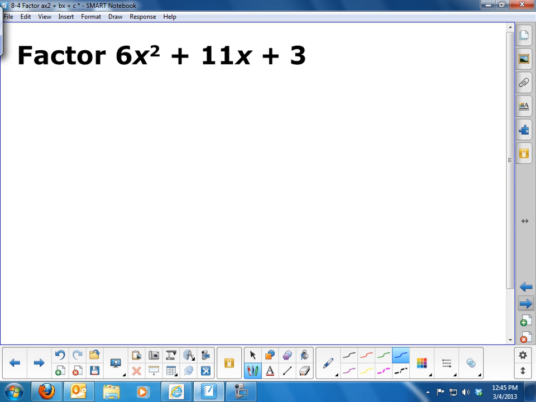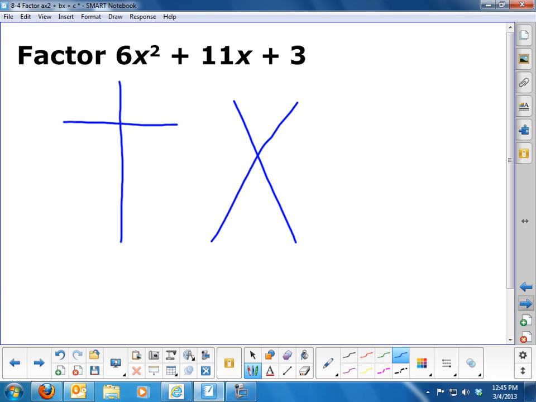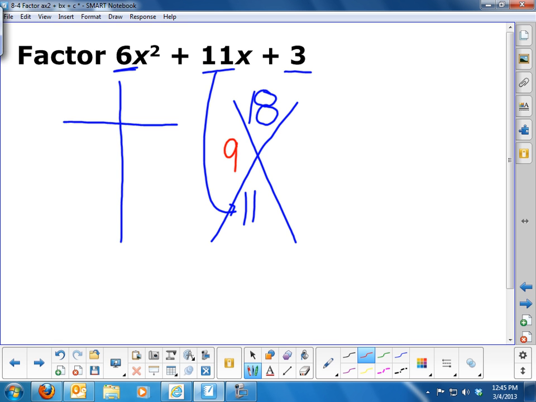We're going to follow the exact same steps that we did in the last lesson, which is making the t and the x. So remember, to get the top of the x, we take the very first coefficient, which is 6, and the last constant, and we multiply those together to get the top number in our x. So 6 times 3 is going to give me 18. The bottom number in your x is still going to be that middle number right there, 11. I'm still going to come up with two numbers that multiply to give me 18, that add to give me 11. That is going to be 9 and 2.